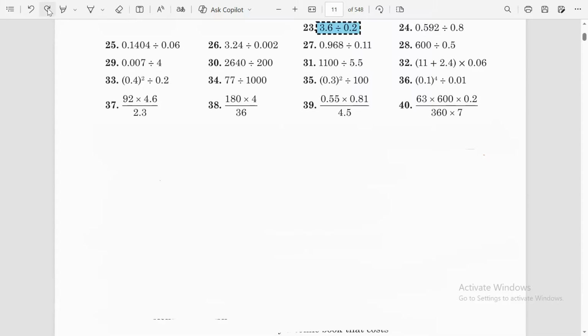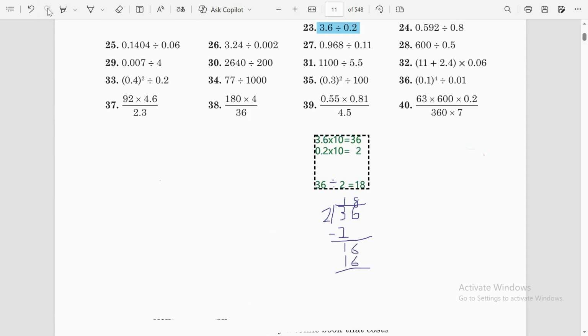Question number 23. Dividing by a decimal number can look scary, but we can make it easy by removing the decimal. We'll multiply both the numbers by 10, and now we simply have to divide 36 by 2. Simple division, 36 divided by 2. You can see how I'm showing you the working, and the answer is 18.